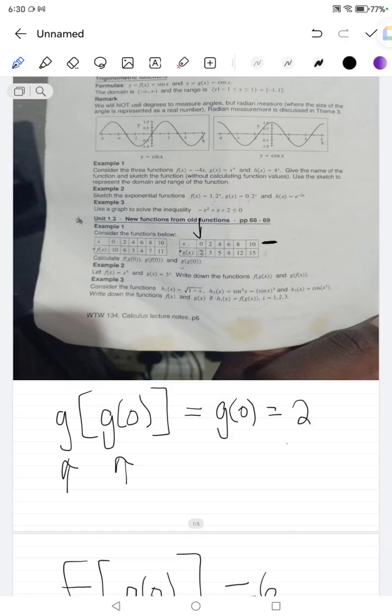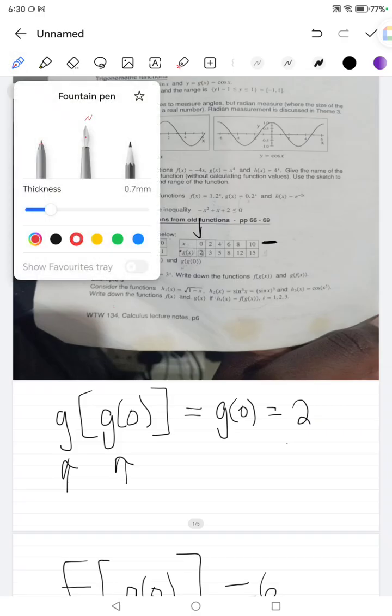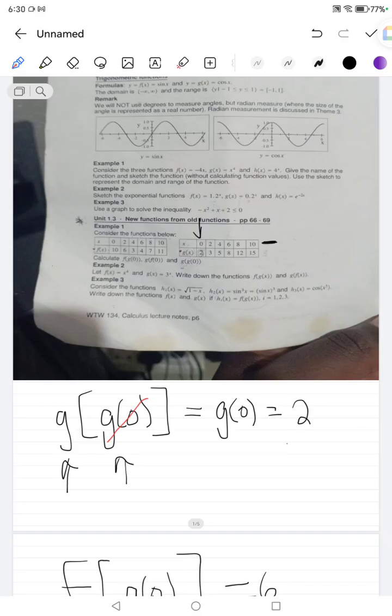So now we have 2. Remember, this is the one that's internal. We're just going to replace it: we've already found a 2, so we put a 2. Now you have to find your g of 2. You're still using the same table, so don't be confused. You find your g of 2. Then the final answer is going to be 3. I think we've done all the examples for that one.